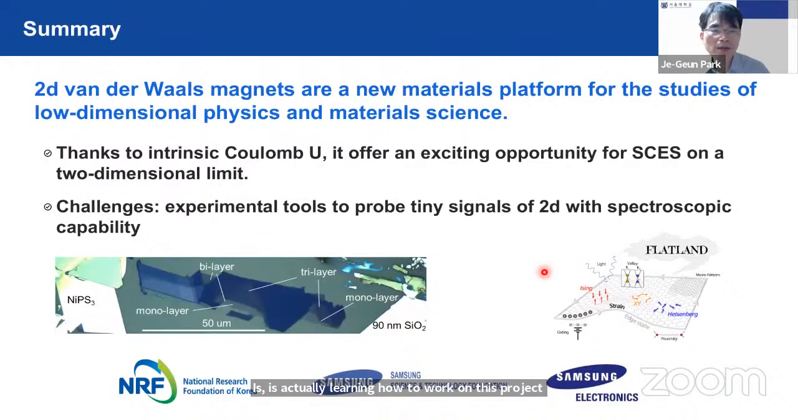To summarize, I guess the short sentence is: two-dimensional van der Waals magnets are a new material platform for the study of low-dimensional physics and materials science, in particular strongly correlated electron systems, and things like entanglement and magnetic excitons, etc. Probably the list will go on. I'm very much looking forward to new developments.